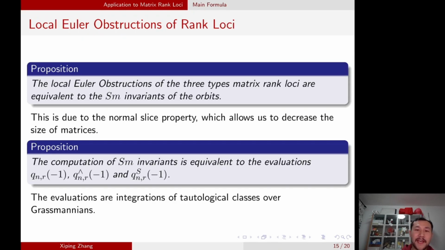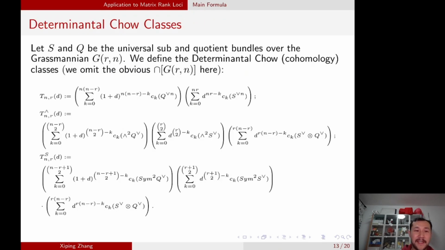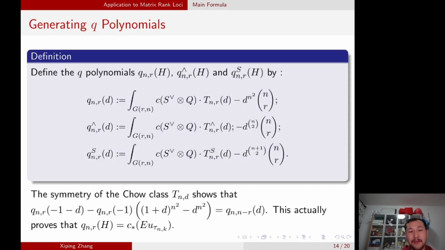So actually, if you look at the form of the ordinary case, you can see that the determinant-of-Chern class here is purely symmetric. Which means that if you apply Ohmoto's projective duality involution, you substitute d by minus 1 minus d, and then you subtract this error term, you will get the Q polynomials for the correct n minus r rank loci. So this actually proves that by our algorithm, because this is an involution of the Chern-Mather classes, the Q polynomials for the ordinary case are exactly the Chern-Mather classes.